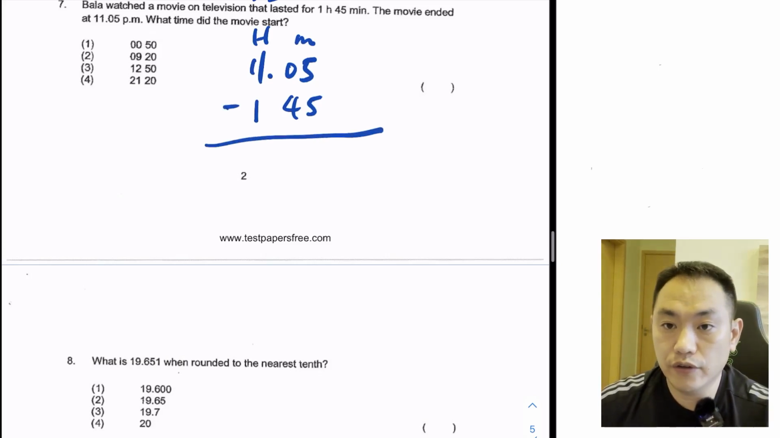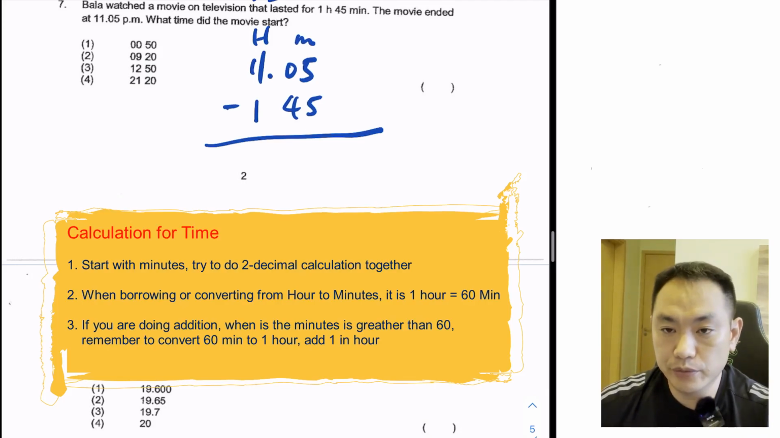But when you are doing the calculation for time, there are two things to remember. One is for the minutes calculation, try not to do it from 1 decimal, because now you are in grade 5. You should be able to do the calculation for 2 decimals. It's important, and I'll explain why. The second thing is when you are trying to borrow the number, remember every 1 hour is 60 minutes. So it's a little bit different from other subtraction, where you borrow 1 from the previous digit and it becomes 10. So in this case, when you are borrowing, you need to remember you borrow 1 hour to become minutes, and 1 hour equals 60 minutes.